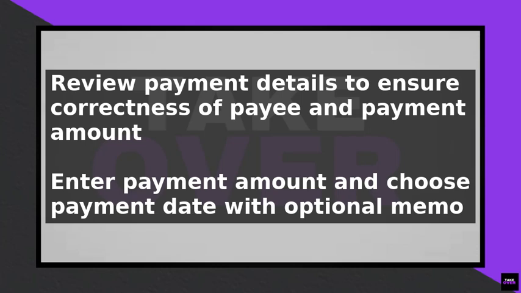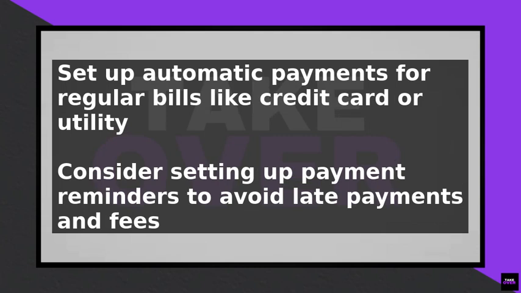Some best practices to keep in mind when paying bills using the RBC Mobile app include regularly reviewing your account activity and payment history to ensure everything is up to date. You should also set up payment reminders to avoid late payments and late fees. In addition, consider setting up automatic payments for your regular bills, such as your credit card or utility bills, to ensure they are paid on time every month.